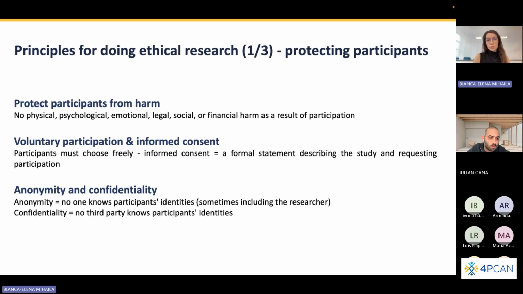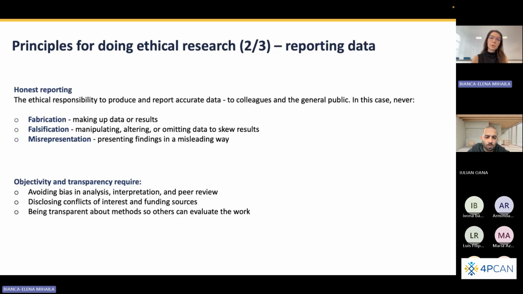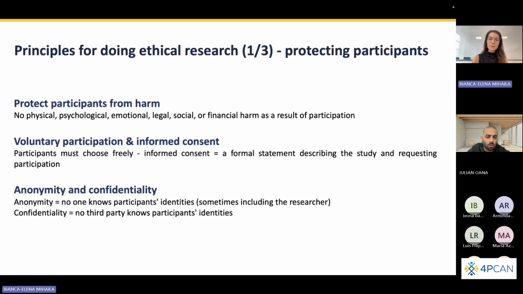In terms of principles for doing ethical research, I tried to categorize them in three main ideas: protecting participants, reporting data, and the power and conflict of interest. In terms of protecting participants, of course, the main principle is related to doing no harm, no physical or psychological or emotional or any type of harm to be done if someone participates in a study.